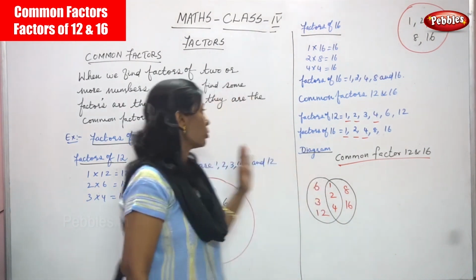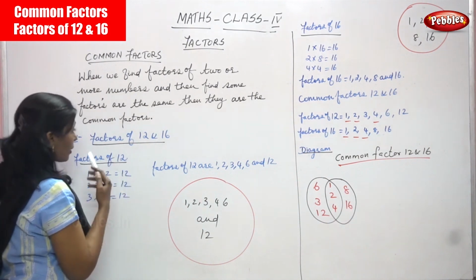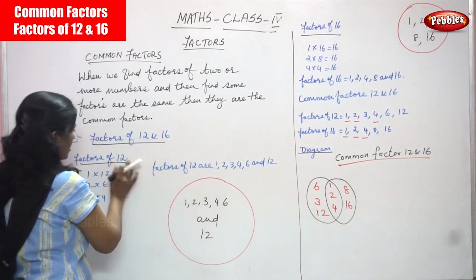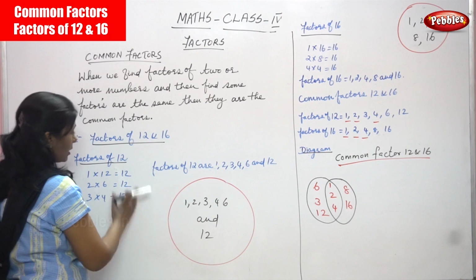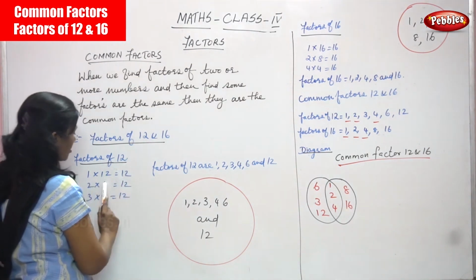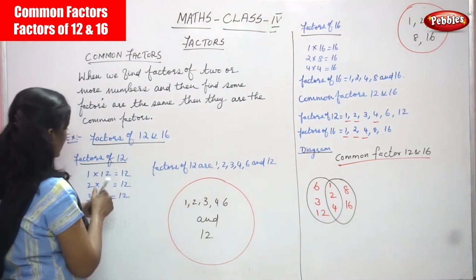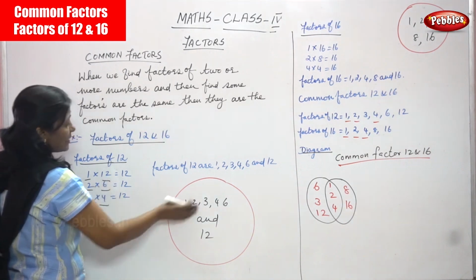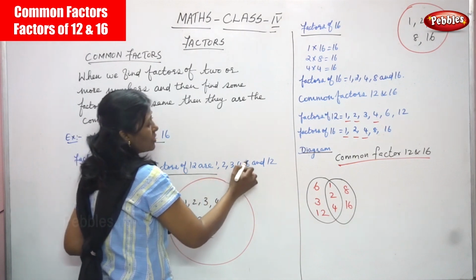Okay, now I'm going to explain the sum. I'm going to discuss the factors of 12 and 16, so I've taken two numbers. Factors of 12: I'm using only the multiplication method. 1 into 12 gives 12, 2 into 6 gives 12, 3 into 4 gives 12. So the factors of 12 are 1, 2, 3, 4, 6 and 12.